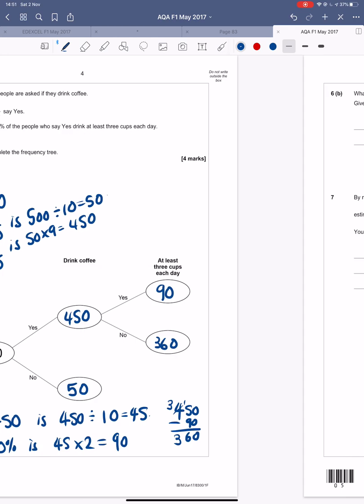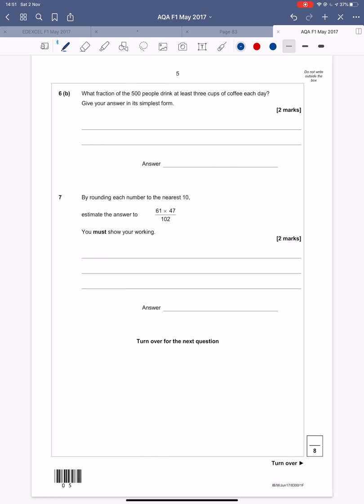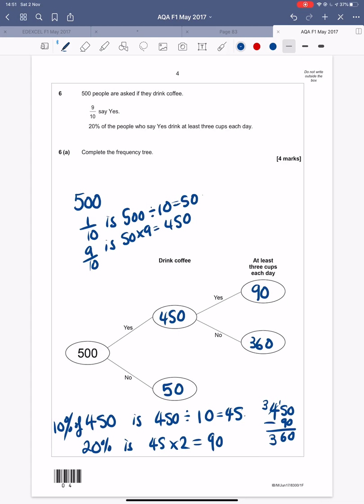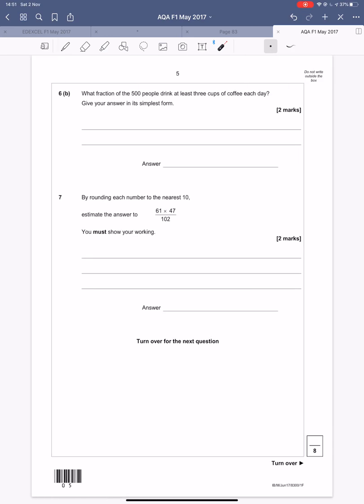Right, next one. 6B. What fraction of the 500 people drink at least 3 cups of coffee each day? Well, it was 90. I've got that from this here, look, the 90 out of the 500 is how we're going to make the fraction. So it's 90 out of 500, cancel it down, take a 0 out of each, 9 out of 50.